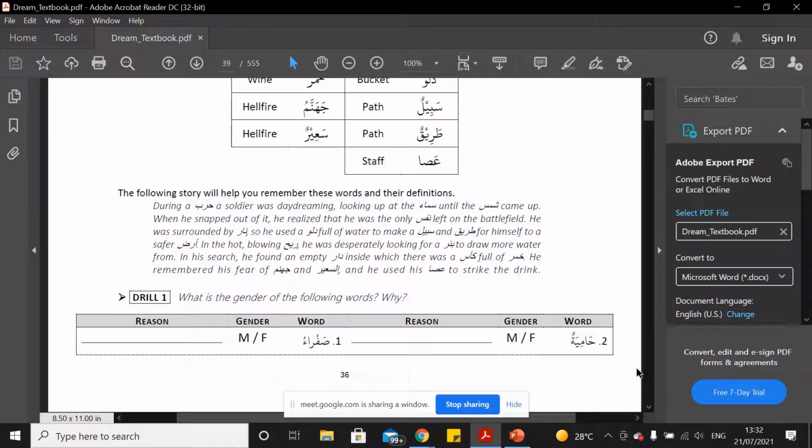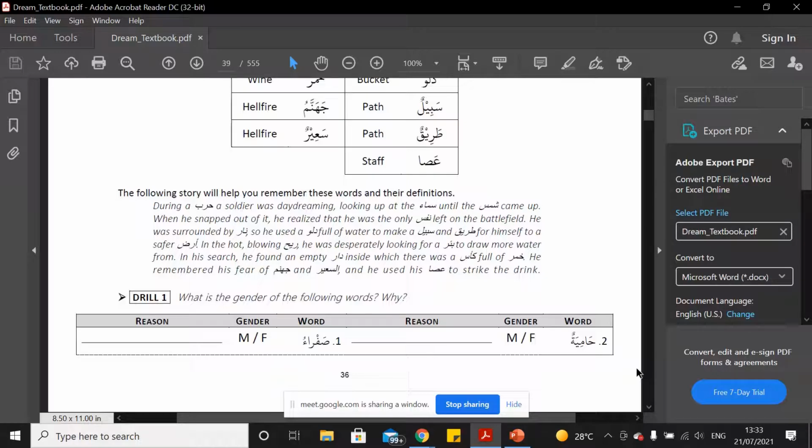In his empty house, inside which there was a ka'sun full of khamr. He remembered his fear of Jahannam and as-sa'iru, and he used his asa to strike the drink. He remembered his fear of Jahannam and as-sa'ir, and he used his asa to strike. Okay, drink. Listen.